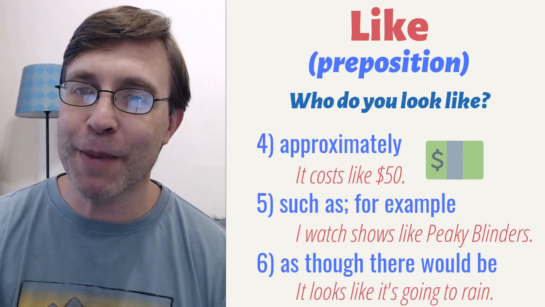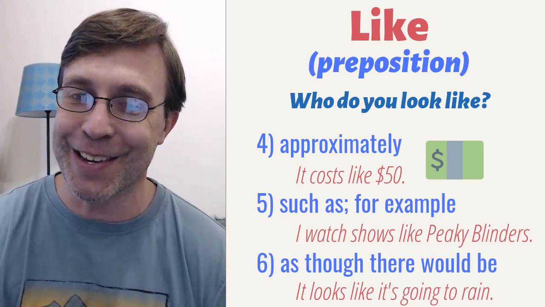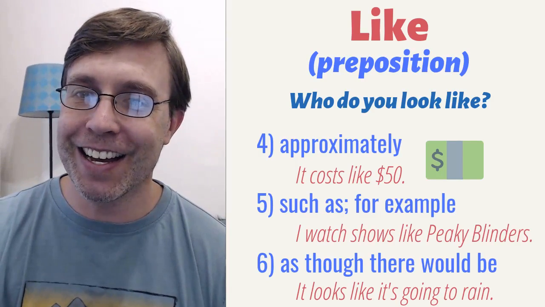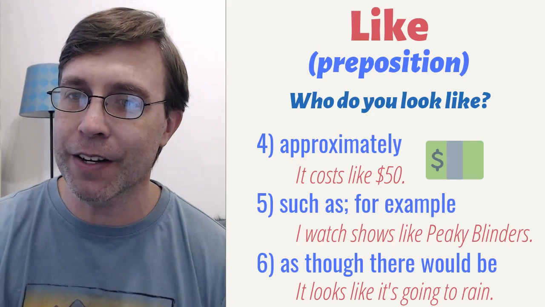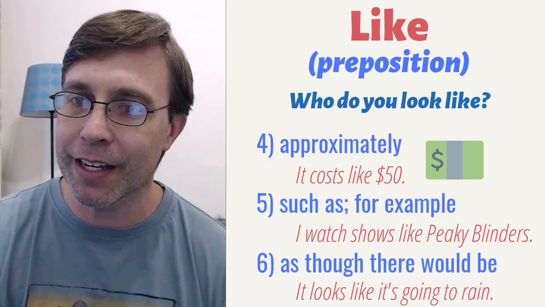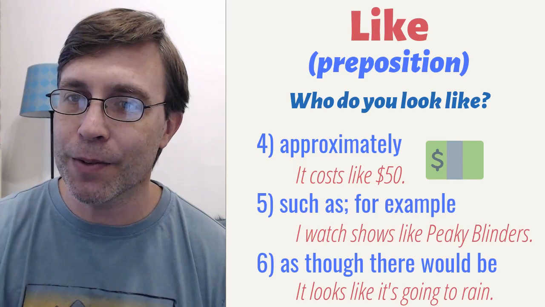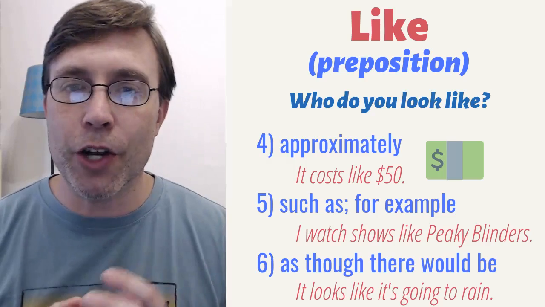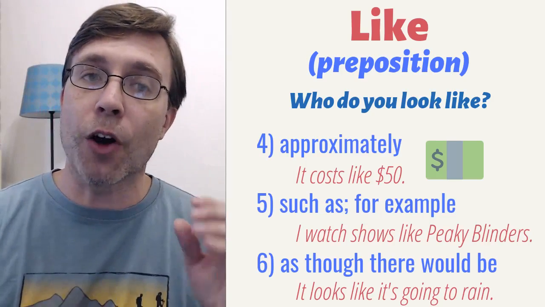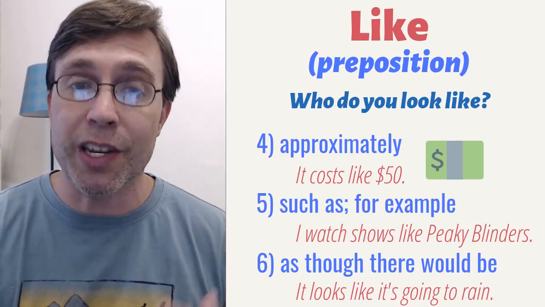So, I look like myself. Sure, exactly. You do look like yourself. What else? Any famous people in here? Anybody look like any celebrities or anything? Don't see too many. Don't see any. Okay. So again, when you're talking about like, who do you look like? These are all examples of like being used as a preposition.